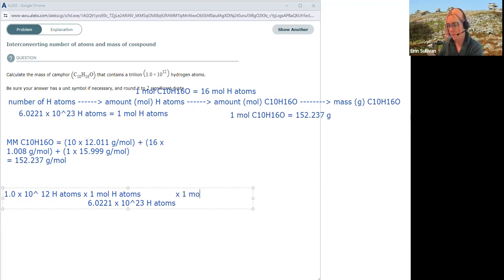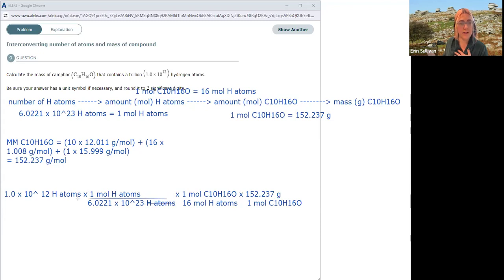So every 1 mole of camphor contains 16 moles of hydrogen atoms. So my moles of hydrogen atoms will cancel out. And then my last step is to go from moles of camphor to the mass in grams of camphor, which is going to be the molar mass of camphor, which is 152.237 grams for every 1 mole of camphor. Okay, so let's just make sure everything is cancelling nicely. So my number of hydrogen atoms cancels. My moles of hydrogen atoms cancels. And my moles of camphor also cancel, giving me a mass in grams, and that's what I was asked for, right?